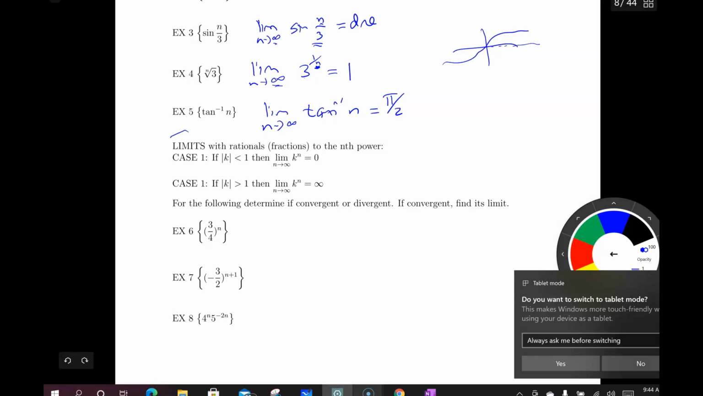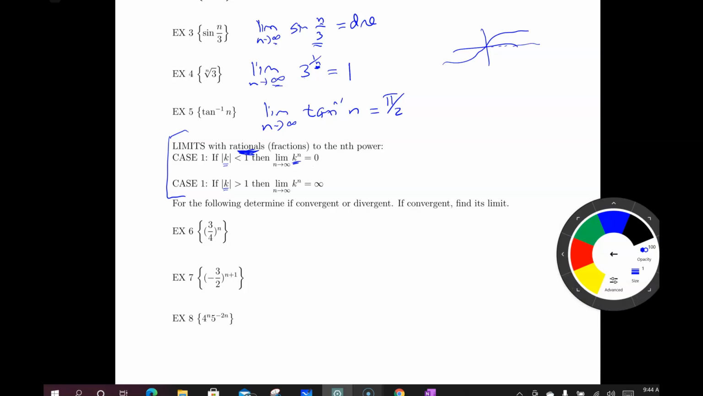Okay, so this is a bit of an aside here to talk about limits when you've got numbers, specifically fractions to the nth power. So if you've got k to the nth power and that number is between 1 and -1, or absolute value smaller than 1, then that limit will equal 0. If the number k is bigger than 1, absolute value is bigger than 1, then that limit will equal infinity. So that comes into play when we're doing limits of these kind of things.